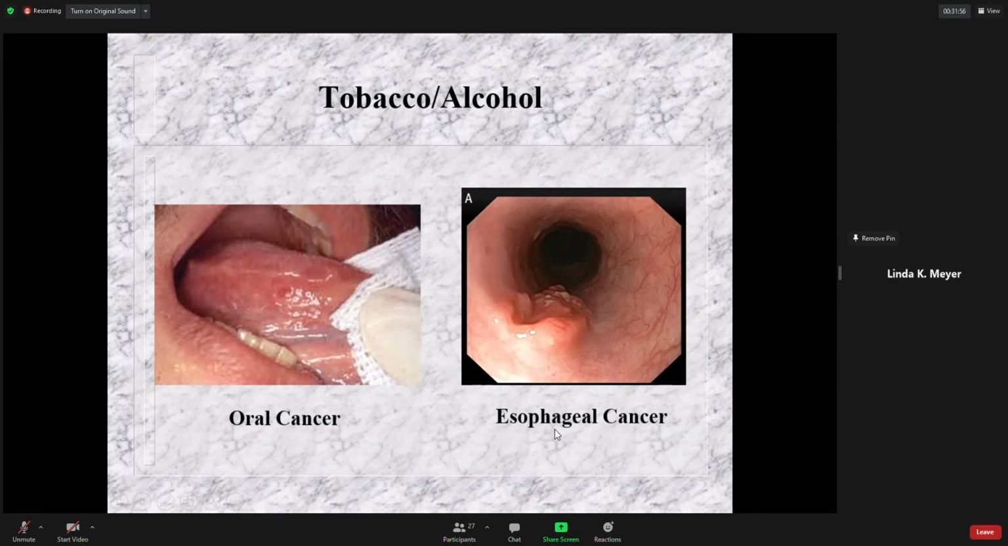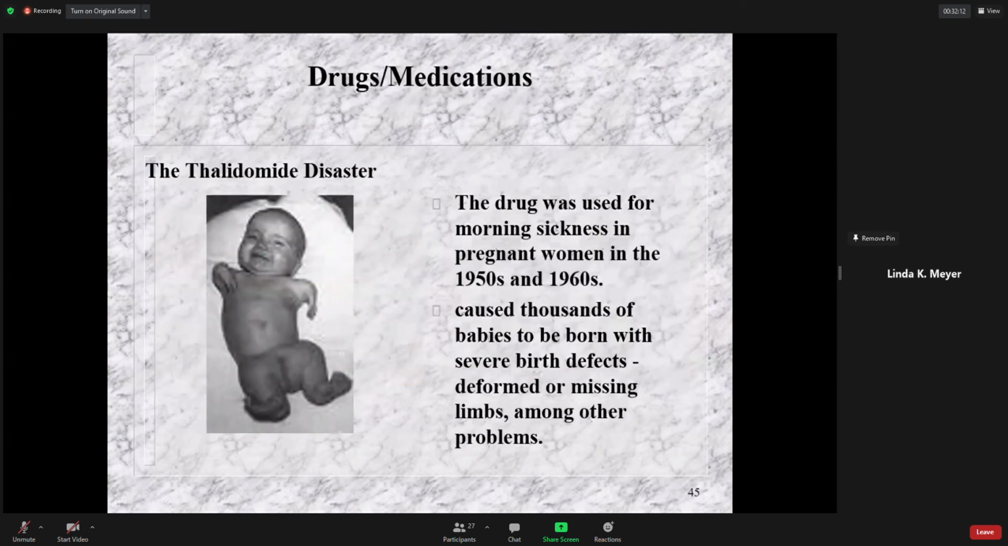a significant number of esophageal cancers are linked to acid reflux, the stomach acids regurgitating up into the esophagus area. We've already talked about different drugs that can affect babies prenatally, and I mentioned to you in oral histology the thalidomide. This was something that was used to treat morning sickness, and it resulted in widespread birth defects.